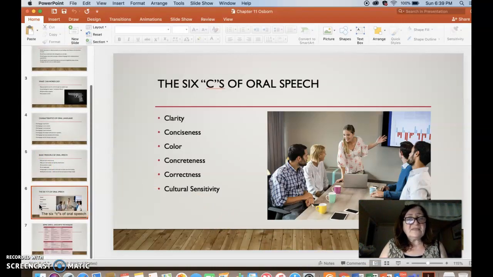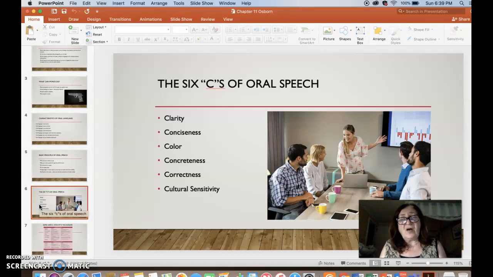So the 6 C's of oral speech are clarity, conciseness, color, concreteness, correctness, and cultural sensitivity. We can talk about each of them separately, but they're self-explanatory. Your speech needs to consist of clear words. The shorter, the clearer the sentences.